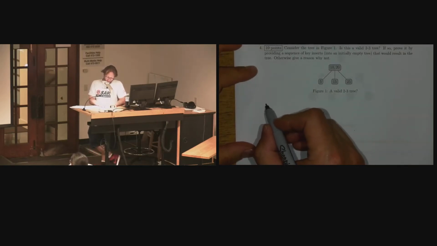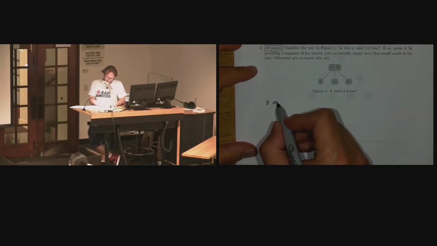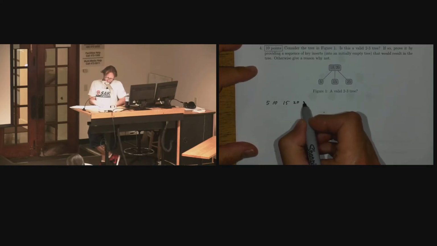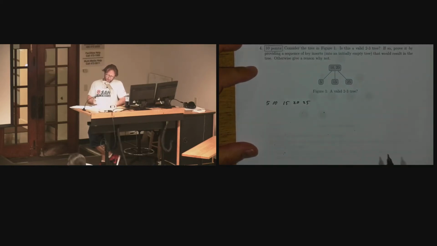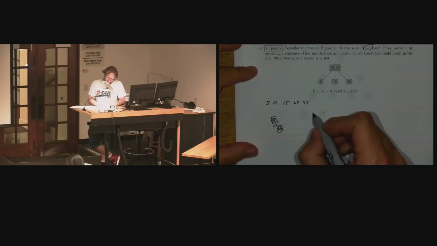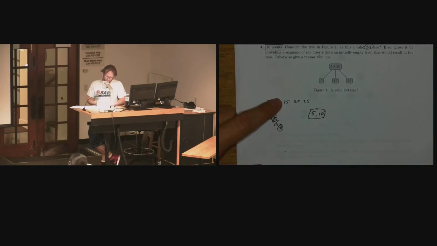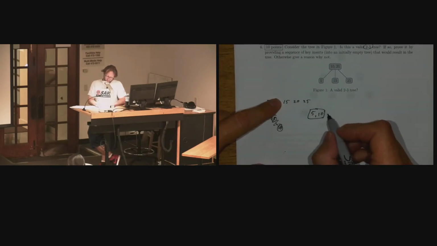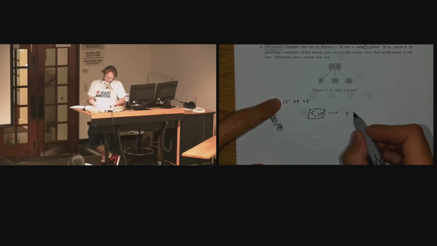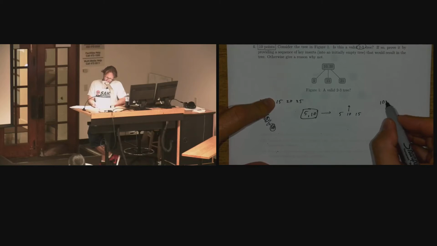What if we did it in order? Let's try this one. 5, 10, 15, 20, and 25. All right. Let's go ahead and insert these in this order. So this is 5, and then 10. All right. Oops, what is 2, 3 tree? Sorry. So 5, and then 10, it becomes a 3 node. Then we insert 15, and what happens? 5, 10, 15. 10 gets promoted, and we have 10, 5, and 15.